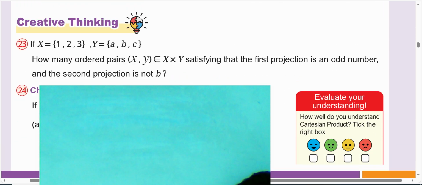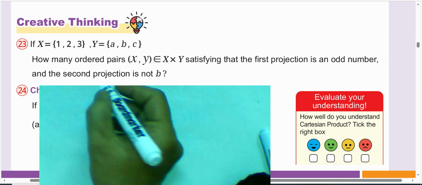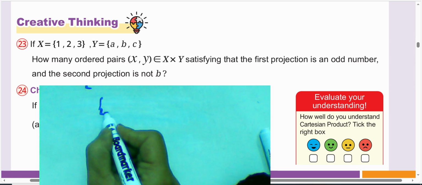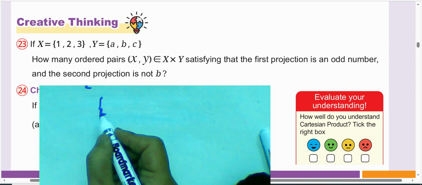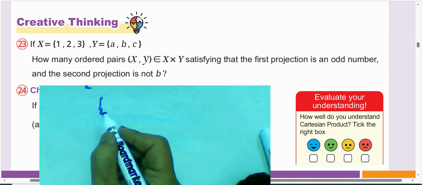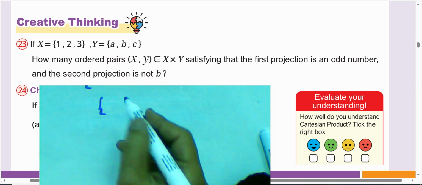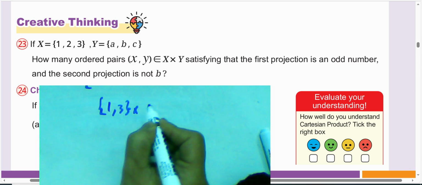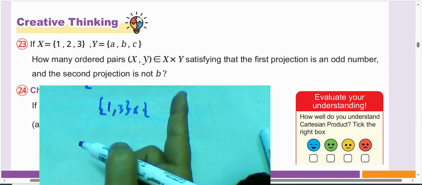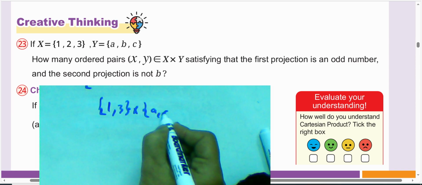Creative thinking. If X and Y are sets, how many ordered pairs (x, y) belonging to X Cartesian product Y satisfy that the first projection is an odd number and the second projection is not b? Okay, he gave me this information. The first projection is an odd number, like 1 and 3. In the Cartesian product, the second is not b, so cancel b here. We have a and c.